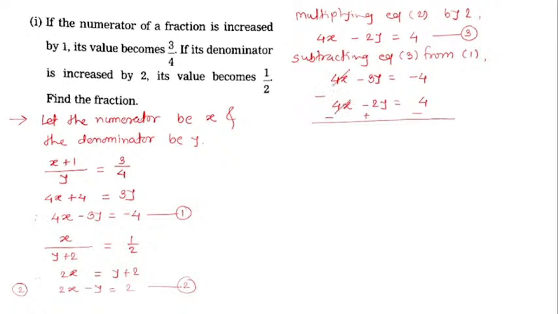So here plus 4x minus 4x will get cancelled. Minus 3y plus 2y, that's minus y, is equal to minus 4 minus 4, that's minus 8. We have to find the value of y, so we should eliminate the minus signs on both sides, so y will be equal to 8. So this is the value of y, so this is the denominator. Now by substituting this value of y in any of equation 1, 2 or 3 we can get the value of x.